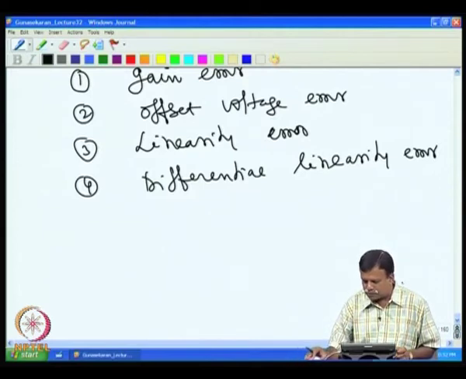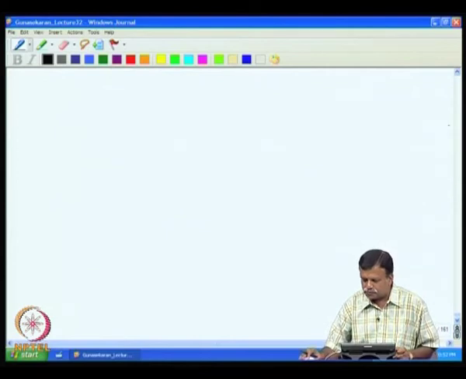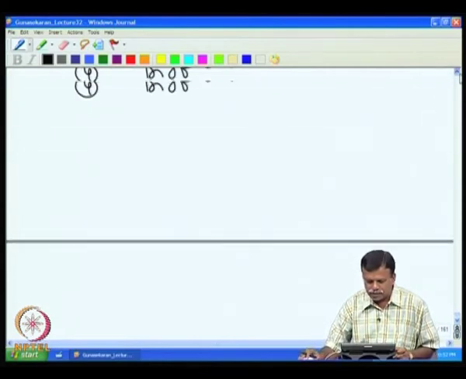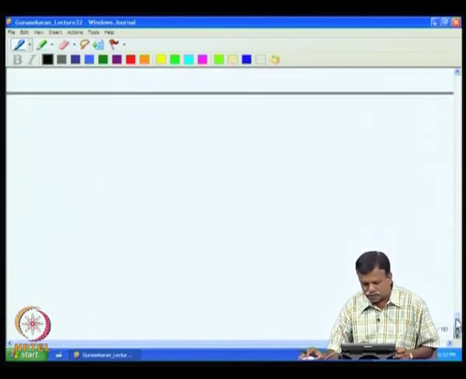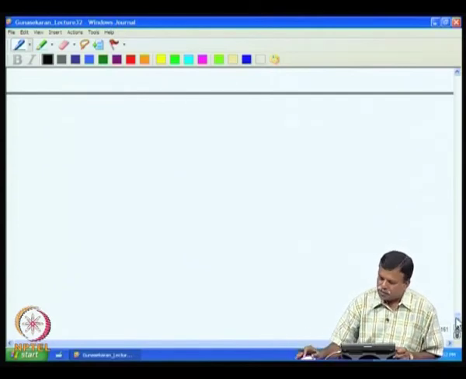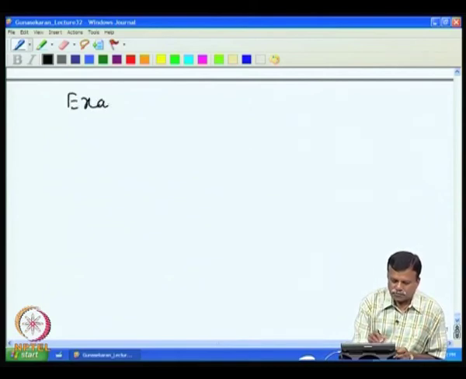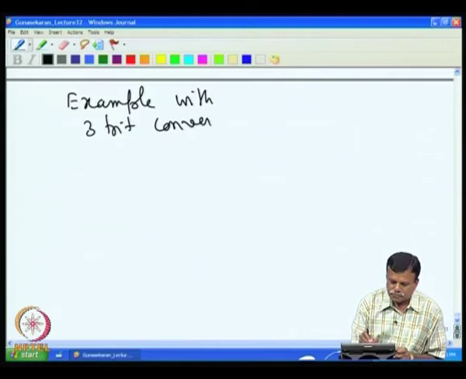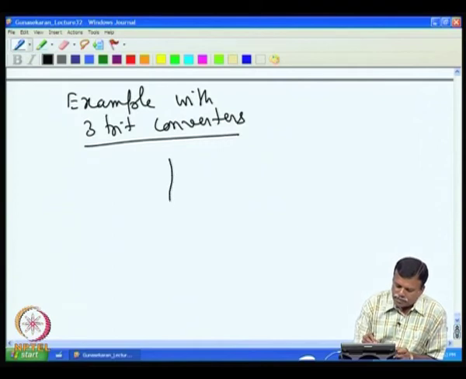Now, if you look at the gain error, the gain error looks like this. For example, if I have an ideal converter, to explain these errors let us take an 8 bit converter. Okay, instead of an 8 bit converter I will take a 3 bit converter. So, an example with a 3 bit converter.